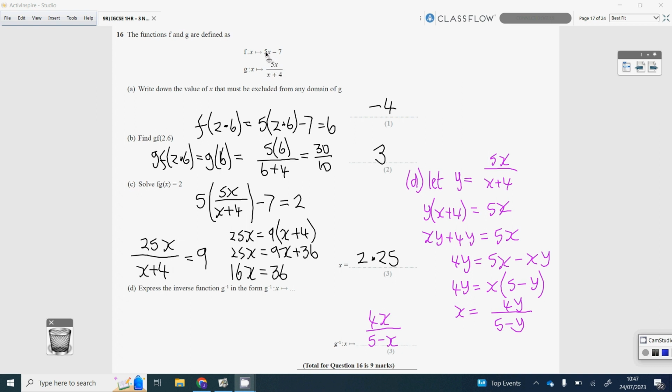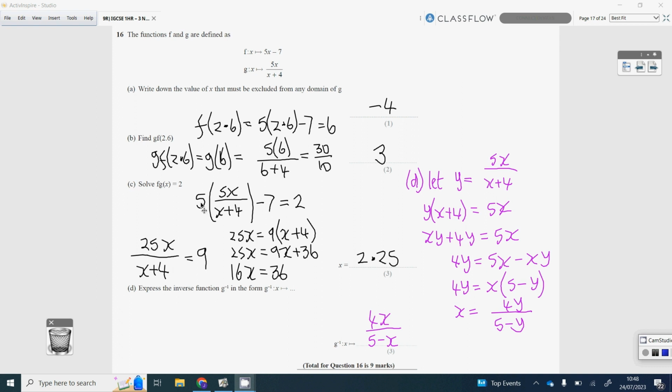So it's going to be 5 lots of 5x over x plus 4. Okay, so that's going in here. Then taking away the 7. And that's got to equal 2. Okay, so g function into f function. So that's constructing an equation that we need to solve.